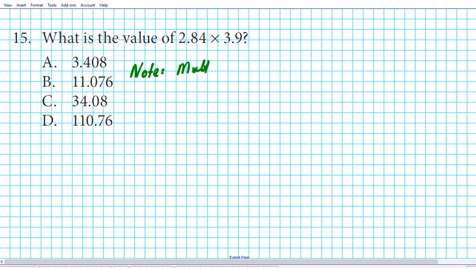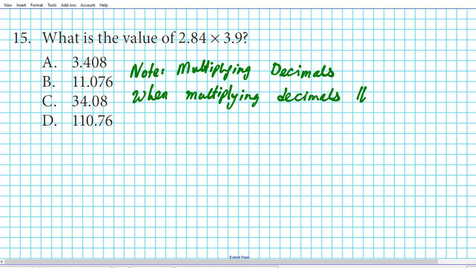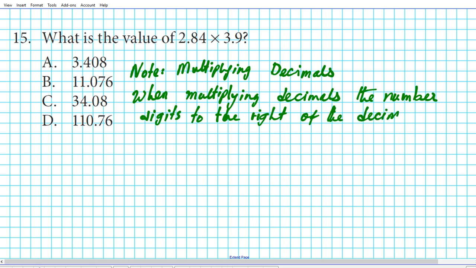So note, very important concerning multiplying decimals. What do you want to keep in mind? When multiplying decimals, the number of digits to the right of the decimal point of the factors.